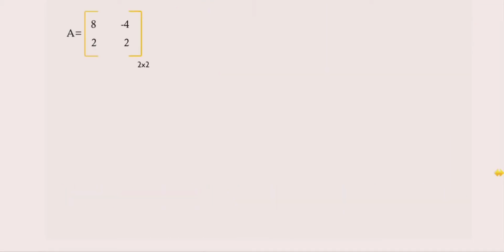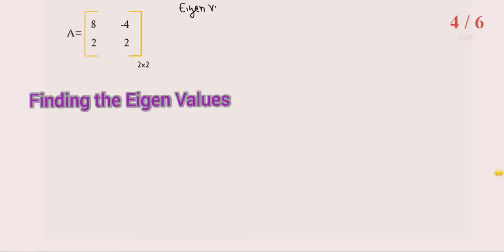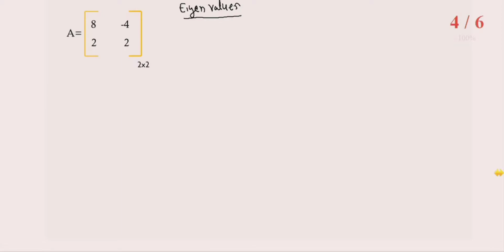So now this is our matrix, which is a 2 by 2, meaning 2 rows and 2 columns, having 8, minus 4, 2, 2. Now we have to find the eigenvalues for this matrix. For finding the eigenvalues, first we have to write the characteristic matrix.